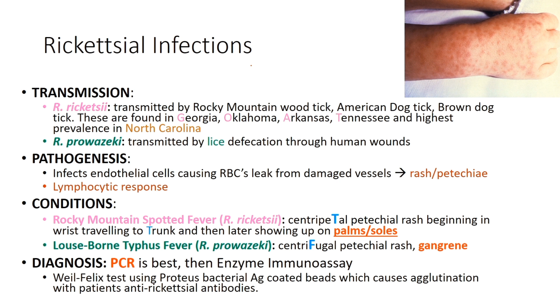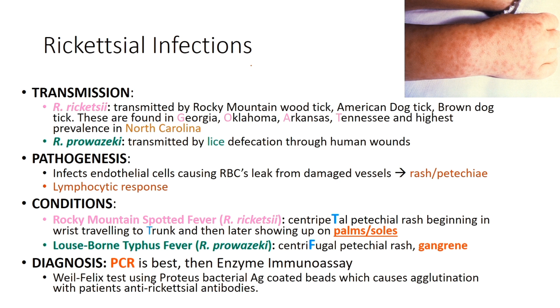So centripetal, that's why I have that T, is centripetal: rashes start out in the extremities and go to the trunk. So centripetal petechial rash. Something that when you push on the rash, it goes away and then it comes back right when you open it. Why? Because when these guys are infecting your endothelial cells, it actually causes bleeding into those little areas, and that's why you have petechiae.